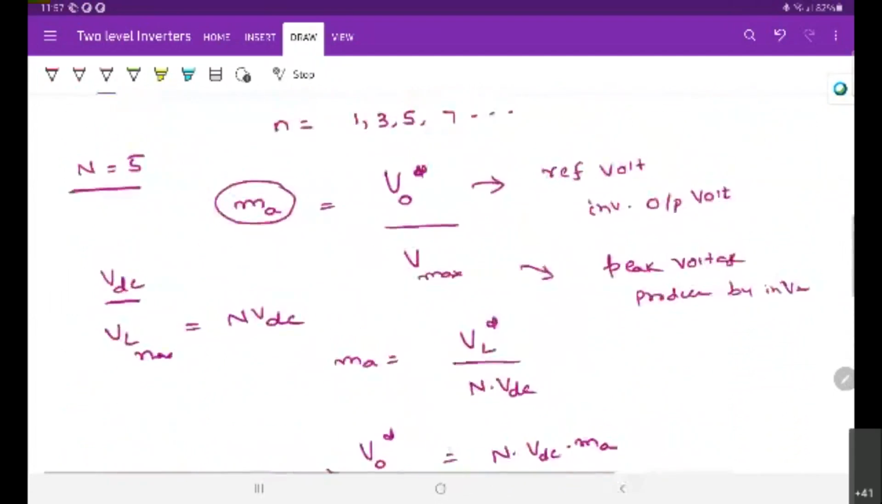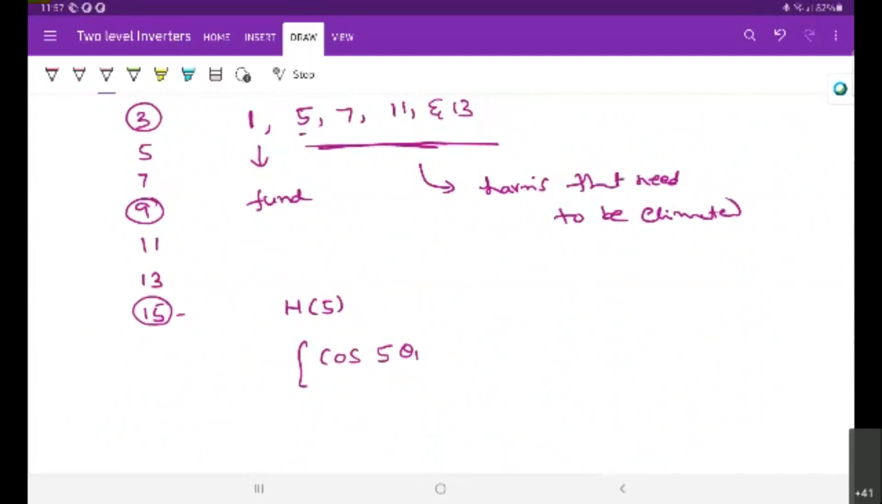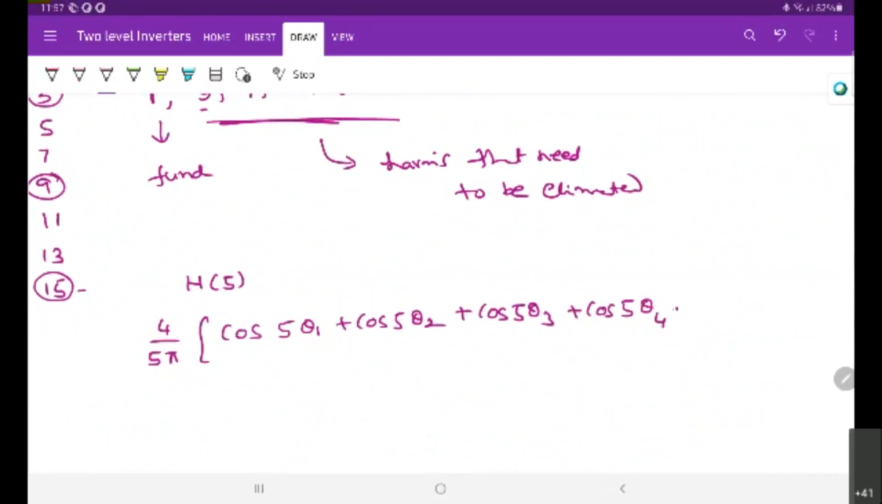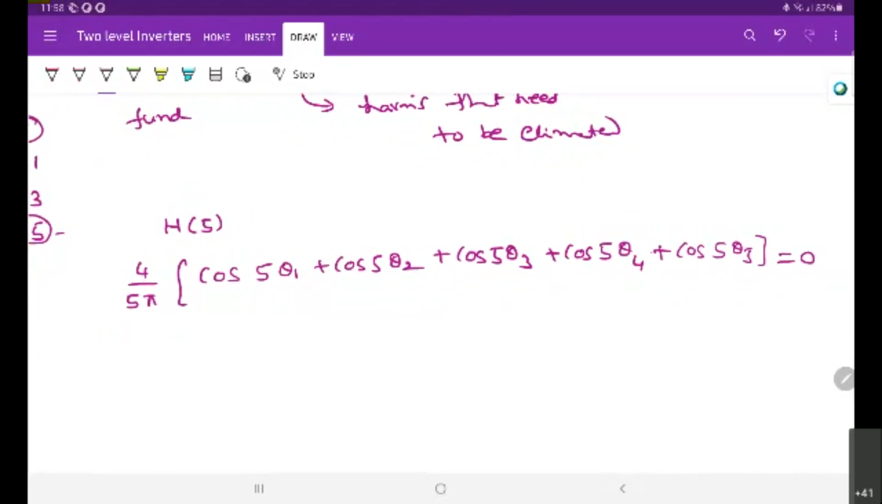So what is the coefficient? 4 by n pi, so that is 4 by 5 pi, into cos 5 theta 1, cos 5 theta 2, cos 5 theta 3, cos 5 theta 4, plus cos 5 theta 5. Okay. So this is the coefficient of the fifth order harmonic, and this entire thing we want to eliminate, therefore we make it equal to 0. Clear?